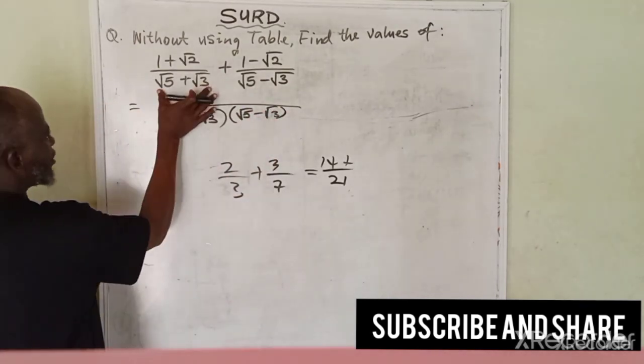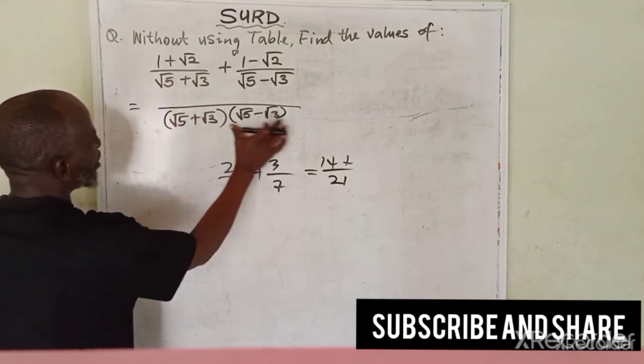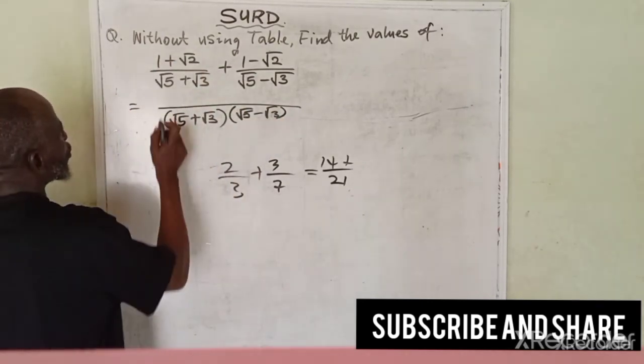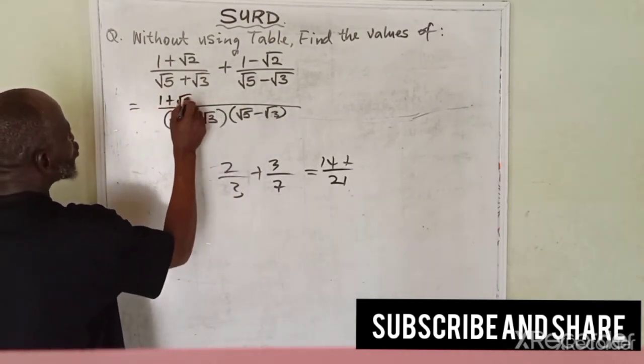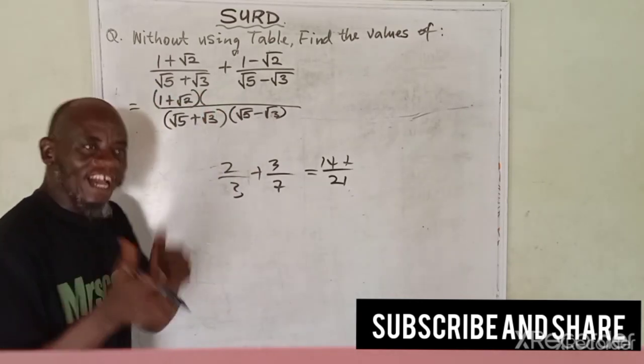Then when you divide the divisor by each denominator, it will cancel out that denominator and you'll be left with this. Then use this to multiply the numerator. So it now becomes 1 plus root 2 multiplied by this. Are we together? Together we are.